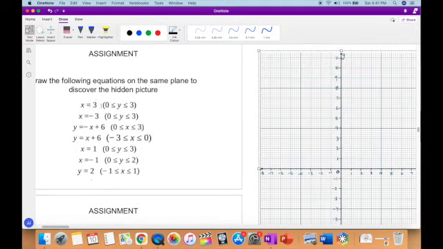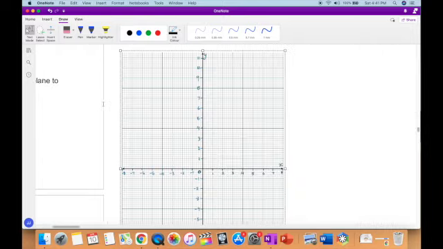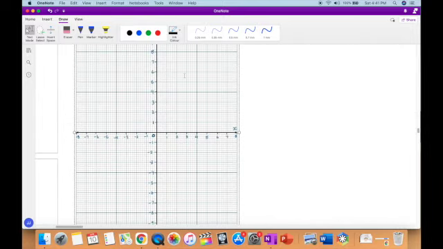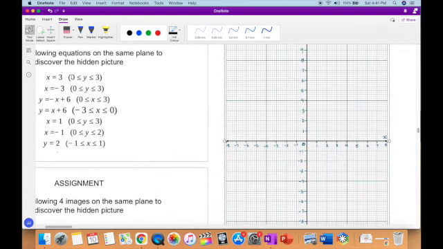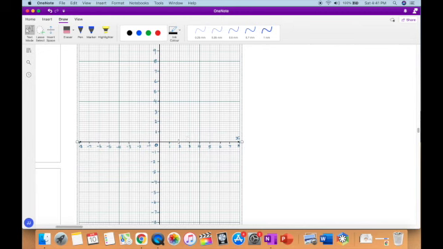First I have the line x is equal to 3. We know the line x is equal to 3 is a vertical line passing through 3. But this one has a range of 0 to 3, so 0 to 3 is going to take us about here. I'm not going to use a ruler, so my line is going to be a little bit messy. So this is the line x is equal to 3 between 0 and 3.